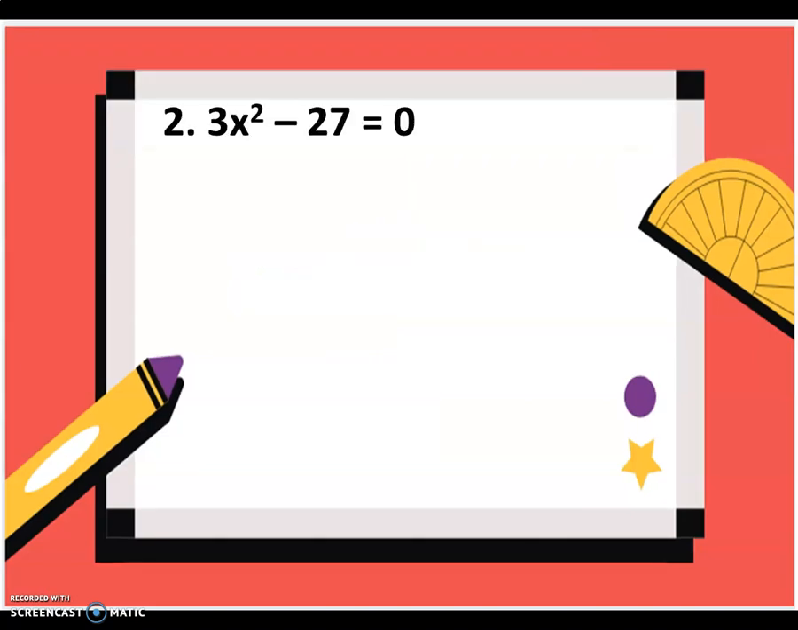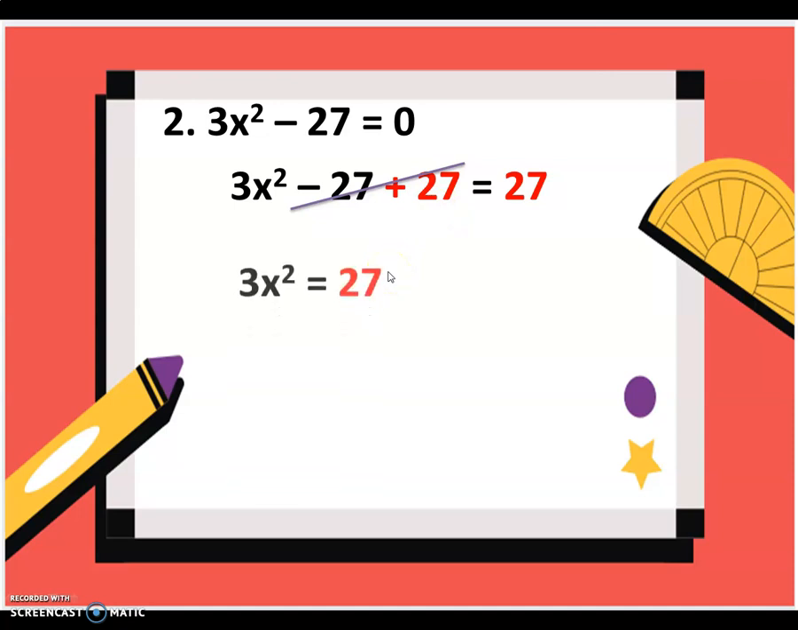Next example. 3x squared minus 27 is equal to 0. So, ganun po ulit, apply the addition property of equality. Why positive 27? Kasi, ang opposite sign po ni negative 27 is positive 27. So, to make your equation balance, kung ano po yung i-add natin sa left, ganun din sa right. So, negative 27 plus 27 is 0. We write the equation, 3x squared is equal to 27.